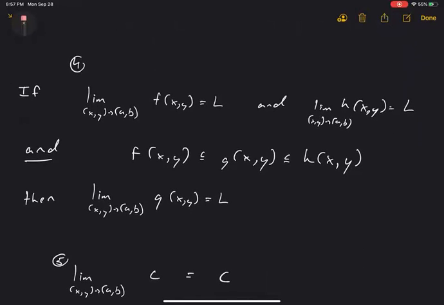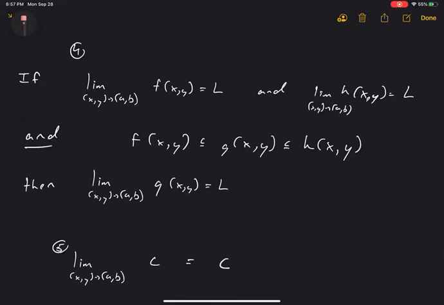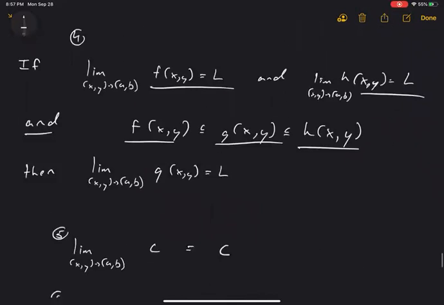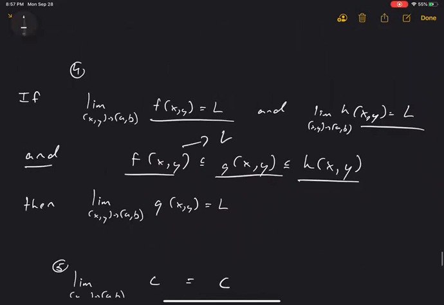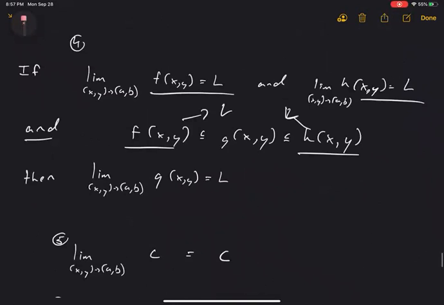All right, rule 4. Okay, let's see, what is this one? This is the Squeeze Theorem. Okay, so let's say I have 3 functions. Let's say the limit of f is equal to L, and the limit of h is equal to L. Well, if g(x,y) is always greater than or equal to f and less than or equal to h, and the limit of these both equals L, so this is going to L, and this thing's going to L, well then the thing stuck in the middle, the limit of that has to be equal to L as well. So squeeze theorem still works.